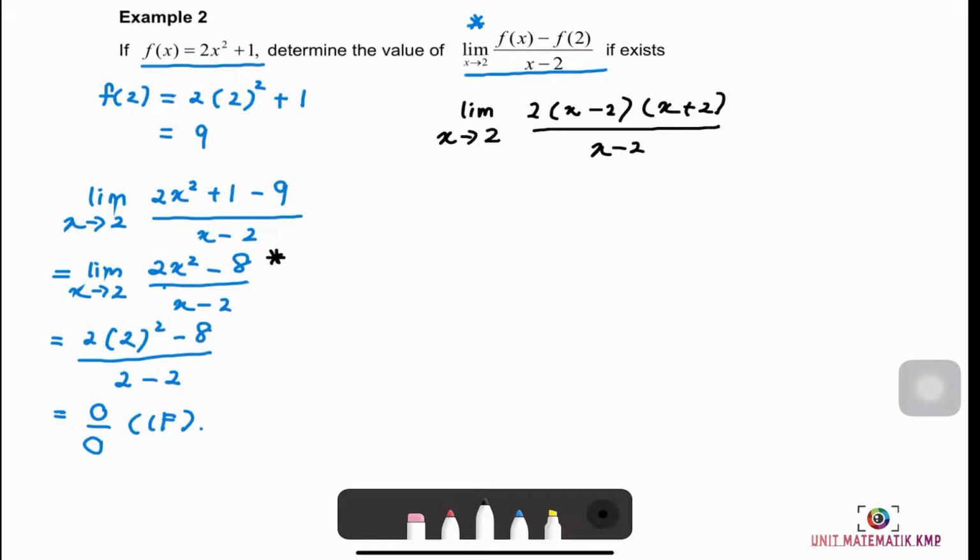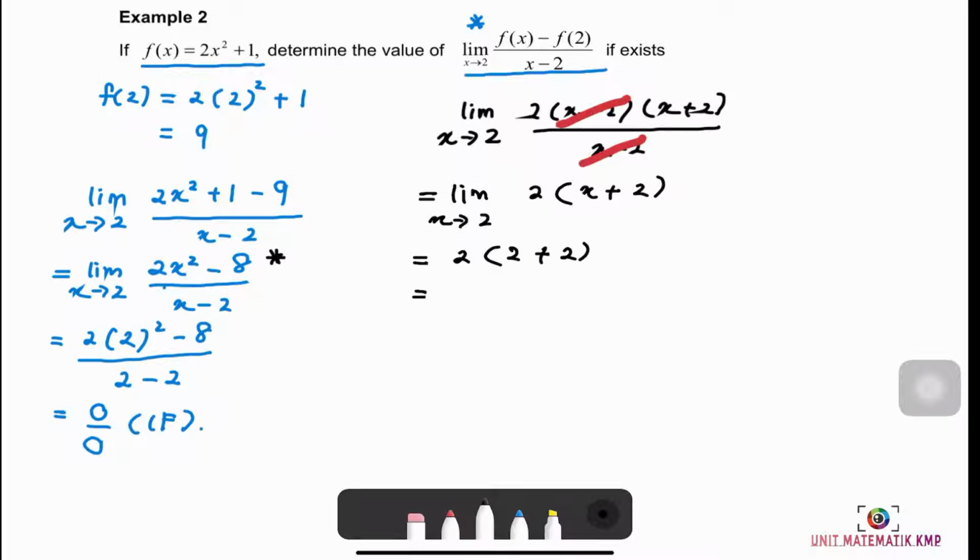So what we can do here is simplify this factor and this factor. So we will have the limit of 2x plus 4 when x approaches 2. Okay. So the next step is substitute. If you substitute, we will have 2 times 2 plus 4. So the final answer should be 8. Then example 2.